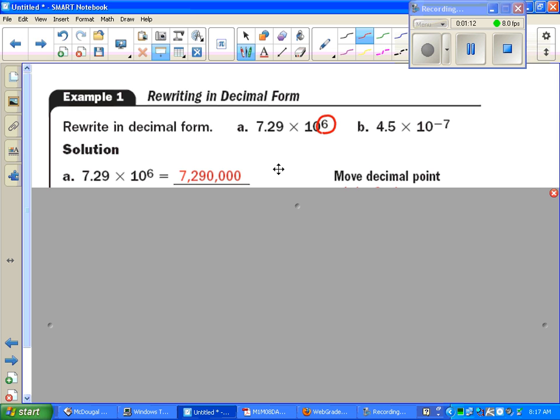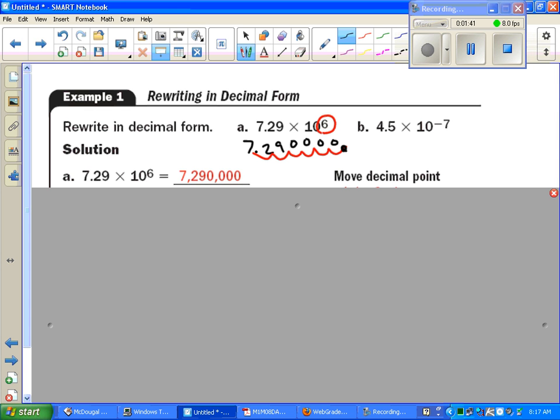So if you have 7.29, you're going to move that decimal 6 times to the right. 1, 2, and then you got to move it 4 more. 3, 4, 5, 6. So your decimal will wind up at that position there, and then you have to fill in all of the empty spaces with a 0 as a placeholder. So 1, 2, 3. You have to fill it in with 4 of them. Notice there's 4 zeros, and the answer is 7,290,000.